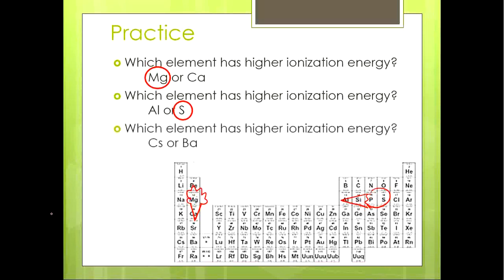Which element will have a higher ionization energy value, cesium or barium? So here, cesium and barium side by side. Draw the ice cream cone. You can see that barium has a higher ionization energy value.